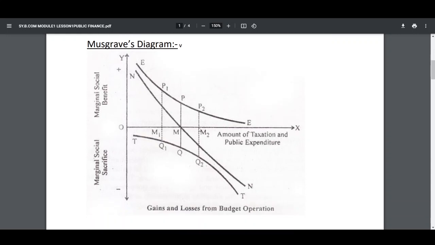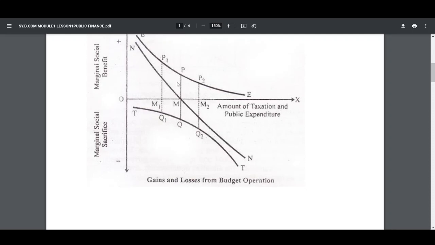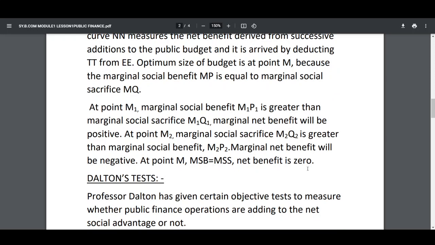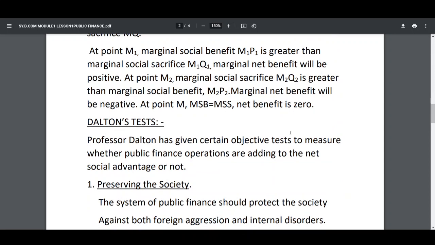Now, at point M2, M2P2 is less than M2Q2. Therefore, the net benefit is negative. And at point M, both of them are equal. Therefore, net benefit is 0. At point M, MSB is equal to MSS and net benefit is 0.